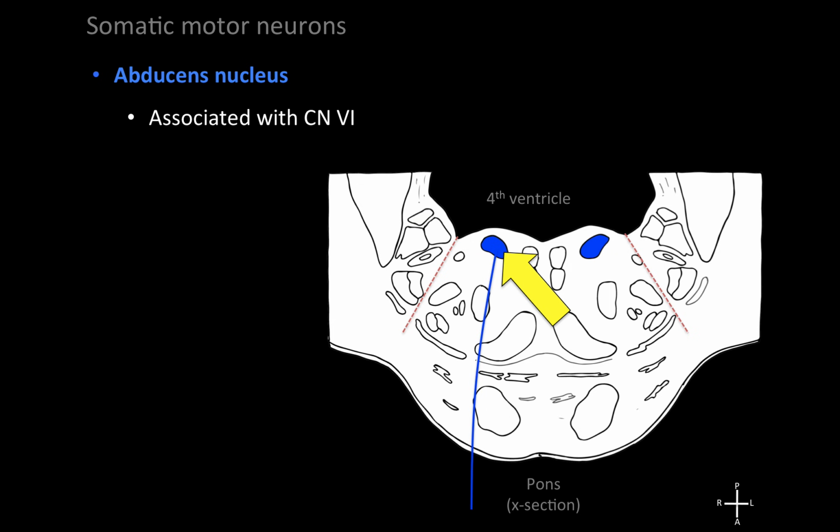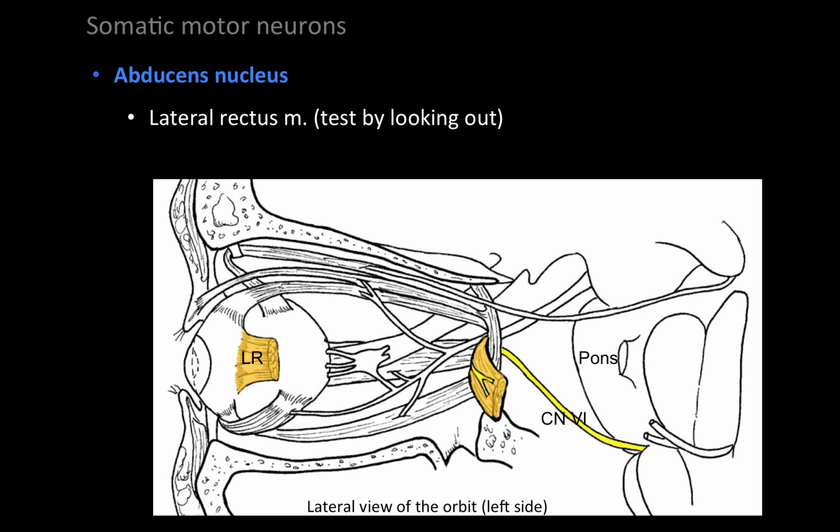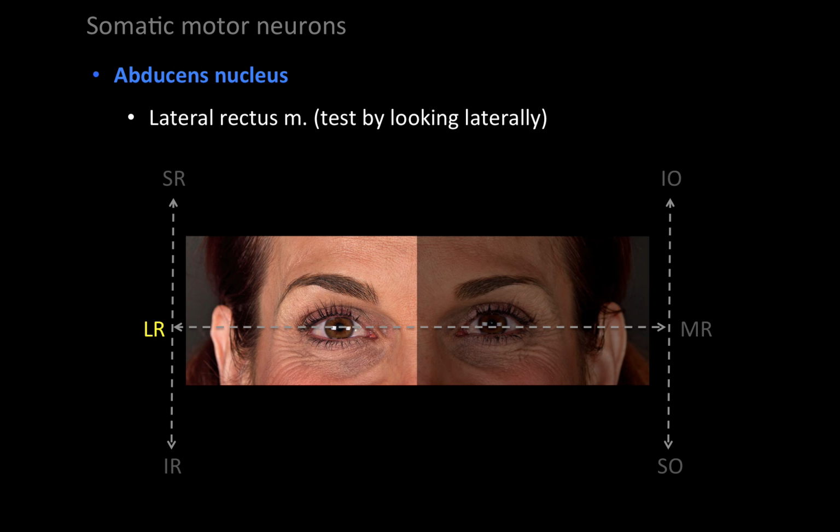And the axon courses out ventrally through the front of the brainstem en route to one muscle, the lateral rectus muscle. So in this, again, lateral view of the orbit from the left side, the lateral rectus muscle is shown in orange. And in my illustration here, it's been cut, so I'm just going to put them together like this. That's what the lateral rectus looks like. And to test it, we have the patient look out. So how does that work? Here we have, again, a patient looking forward, and we isolate the right eye, and we just have the patient abduct the eye, and that tests the lateral rectus muscle, hence the name abducens nerve and nucleus, to abduct the eye.